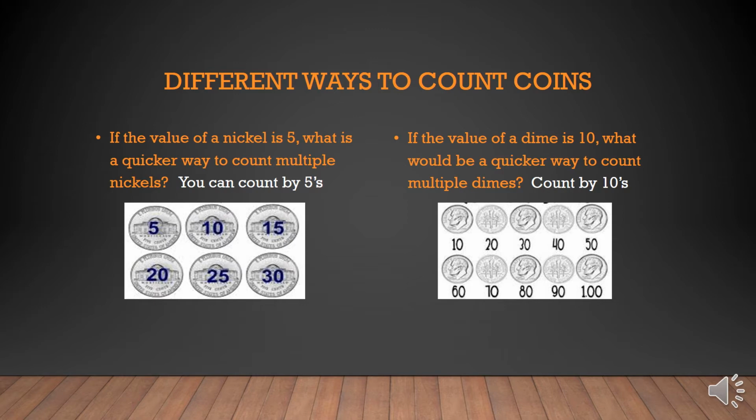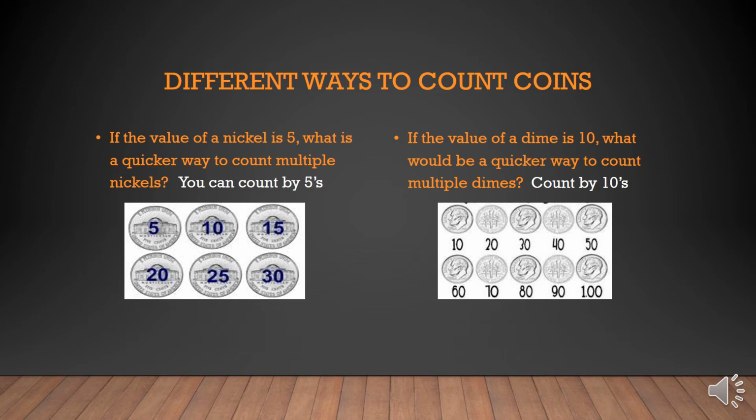Different ways to count coins. If the value of a nickel is 5, what is a quicker way to count multiple nickels? Well, you can count by fives, of course. 5, 10, 15, 20, 25, 30. So we have 6 nickels equals 30 cents, or 5 plus 5 plus 5 plus 5 plus 5 plus 5 is 30.